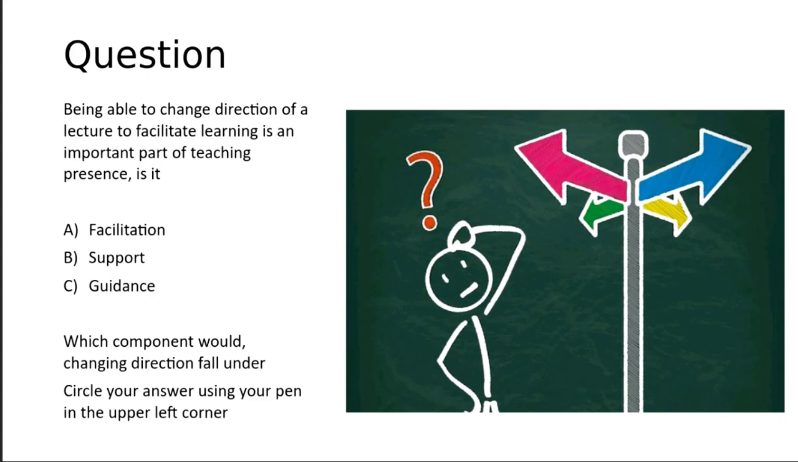So, question, being able to change direction of the lecture to facilitate learning is an important part of teaching presence. Is it the facilitation, support, or guidance? Which one is the most important? Sorry guys. Which component would changing direction fall under? Just take your pen and circle one.